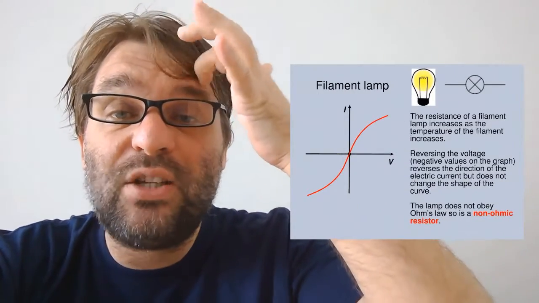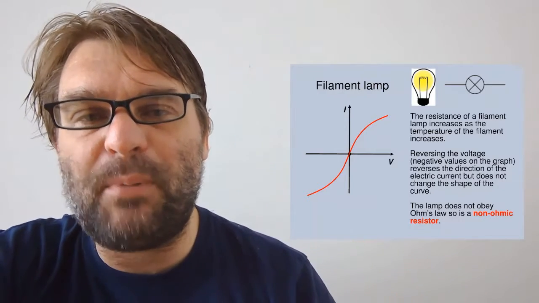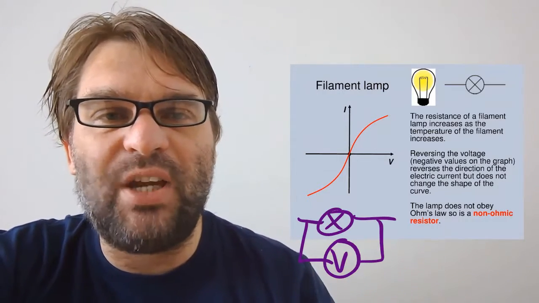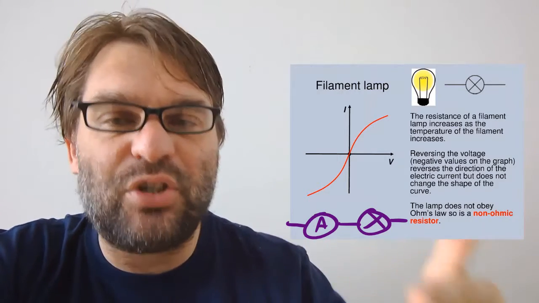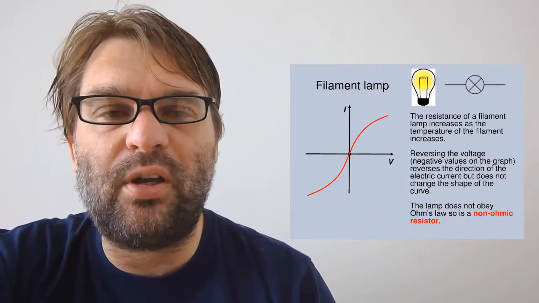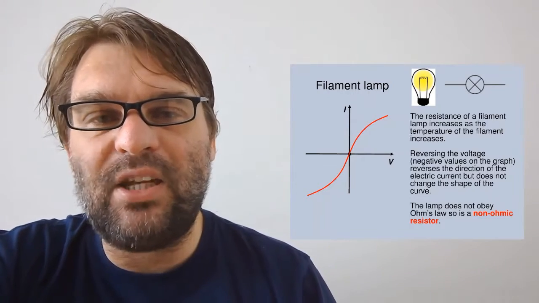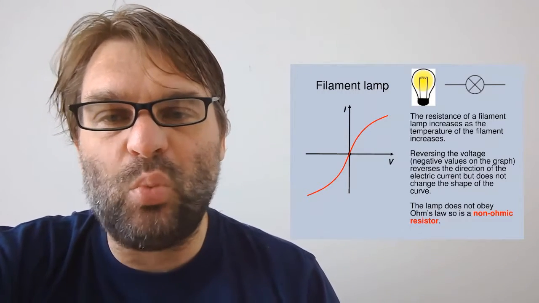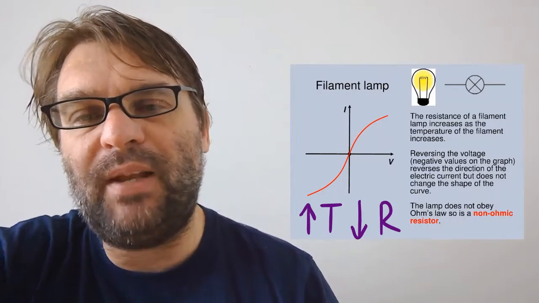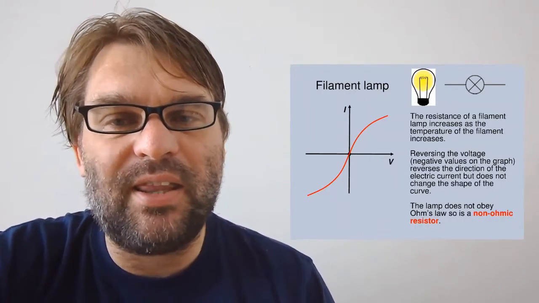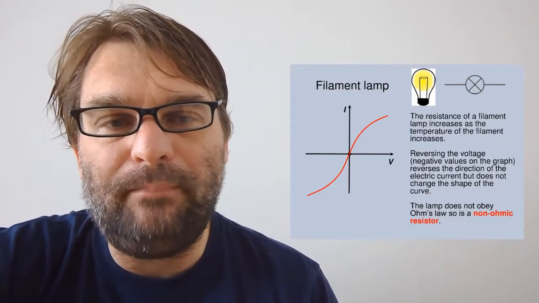So the first thing is, let's look at an example of a non-ohmic resistor, a filament lamp. If you repeat the experiment of measuring the voltage across a filament lamp and also measuring the current in the circuit, and you plot the current against the voltage, you will see that it is not a straight line. The reason is that as the voltage increases, the temperature of the filament lamp increases and the resistance therefore goes down, because at higher temperatures resistance is lower.